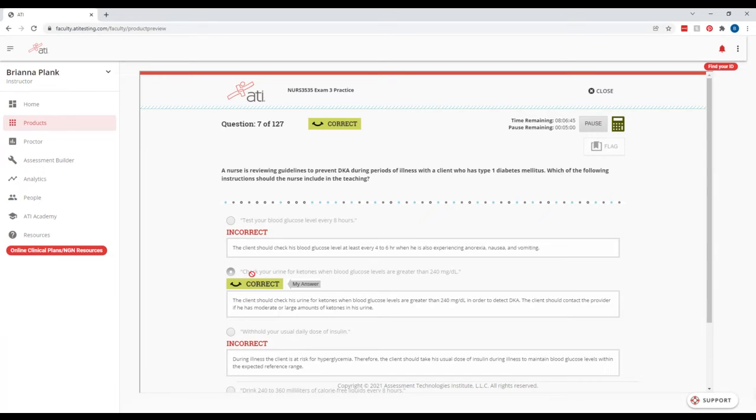So when they're ill, we want them to be monitoring their urine for ketones. That tells us that they're not processing the sugar and that their sugar's high. They're going into ketosis. And so if their sugars are over 240 when they're sick, then we want them to be checking for ketones so that we can catch it sooner rather than later.